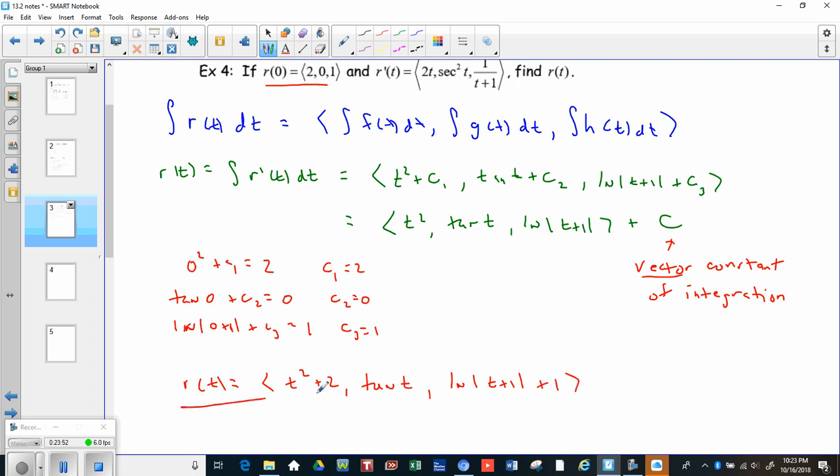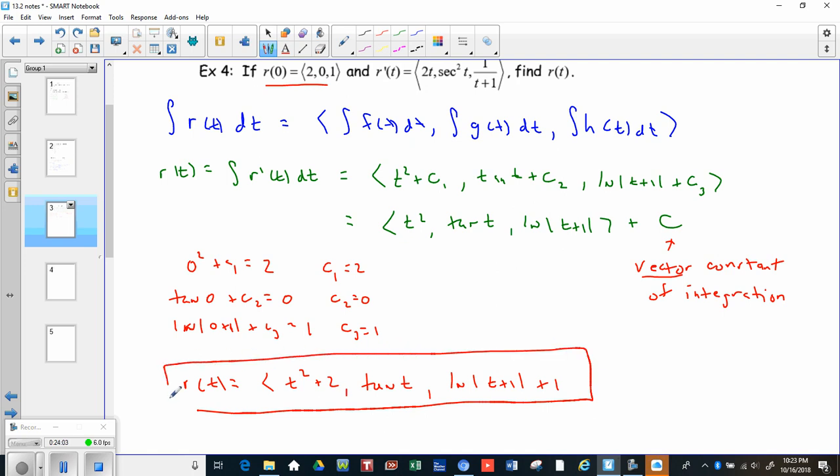So this is our r of t. Whoops, lost my vector notation. There we go. So that is our r of t, specific to when r of 0 was 2, 0, 1.